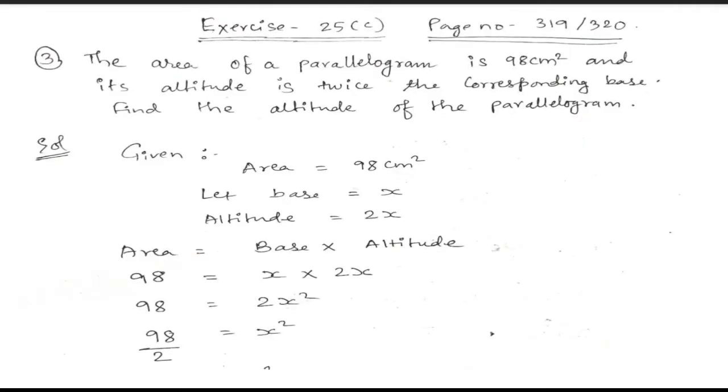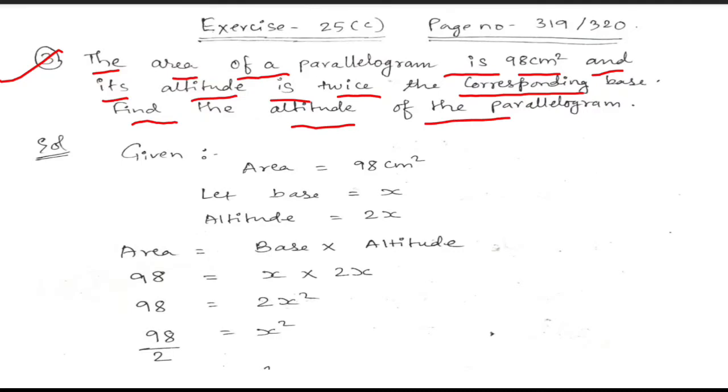So students, now we'll do question number 3. The question says the area of a parallelogram is 98 centimeters square and its altitude is twice the corresponding base. So find the altitude of the parallelogram. So in this question, area of parallelogram is given and it is said that the altitude, that is height, is twice the corresponding base. So it is twice the base.